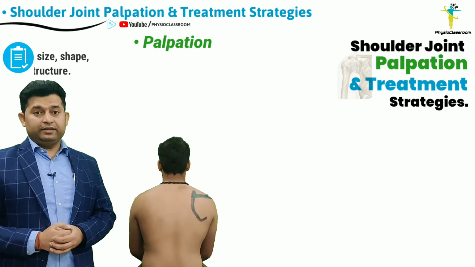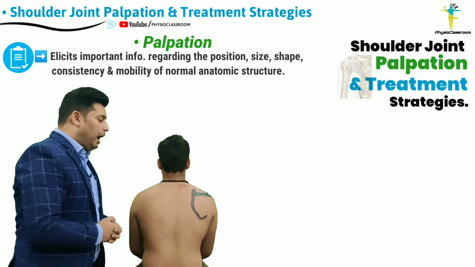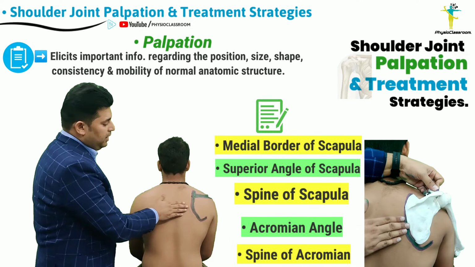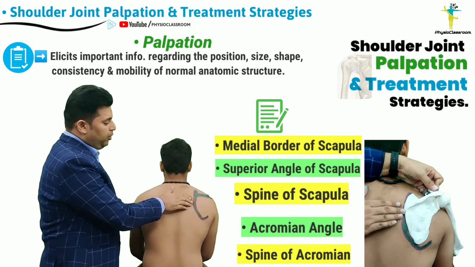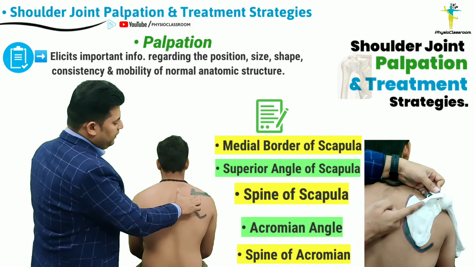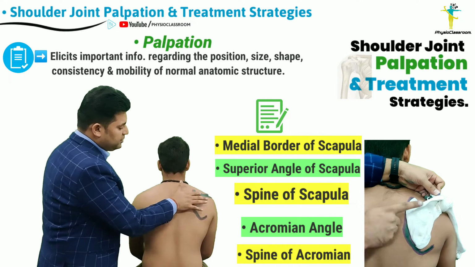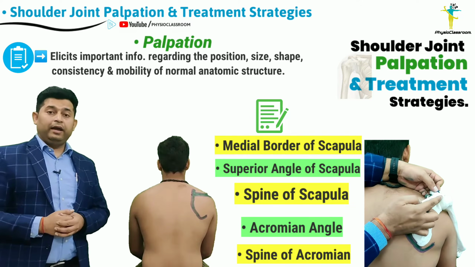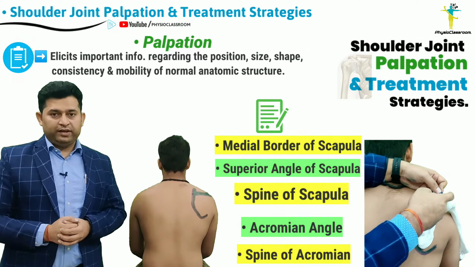Now moving ahead, in this video we are going to learn how to palpate the further scapular landmarks involving the superior part of the medial border of the scapula, the superior angle of the scapula, the inferior and superior edge of the spine of the scapula, and then the acromion angle and the spine of the acromion.